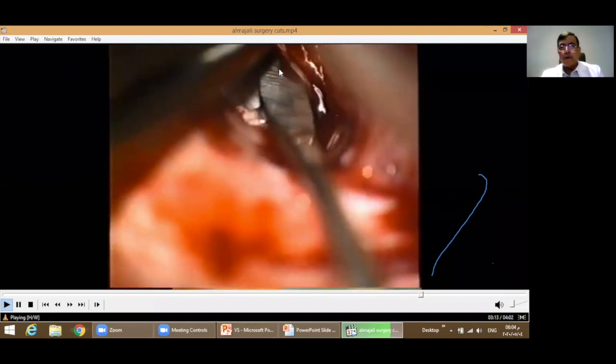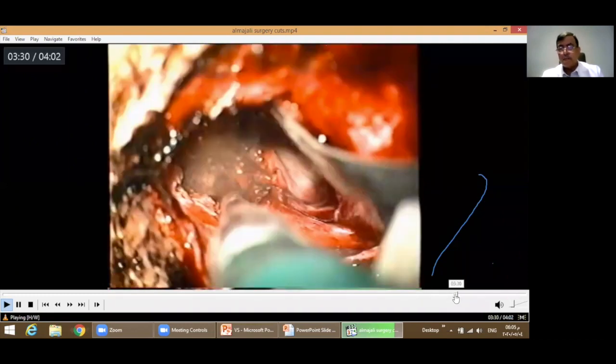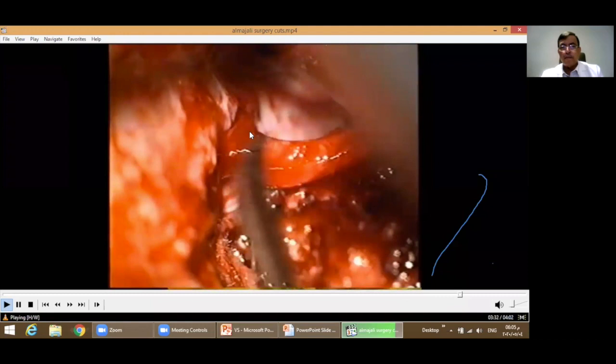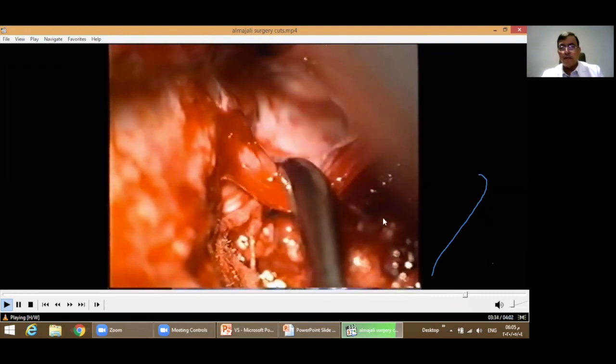These are the lower cranial nerves. This is the facial, and this is where the tumor was. Okay.